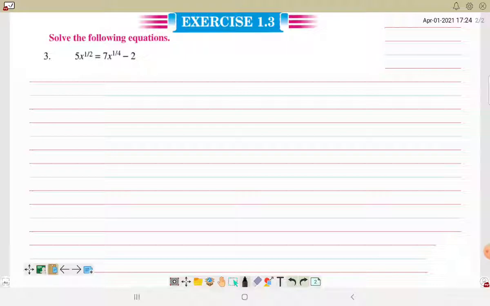This equation is not itself a quadratic equation, but it is reducible to quadratic form. Now let's see how we are going to reduce it. First we will rearrange this equation. We will take all the terms to one side of the equation. When you move the terms to the other side of the equation, the signs will change. We'll make it equation number 1.